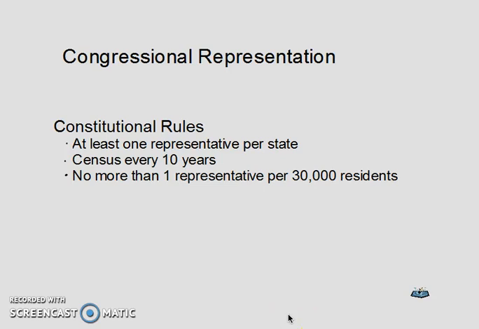Hi, Mr. Udell here with either a little preview or a review about congressional representation. For those of you who remember the founding of the Constitution, we had a disagreement between large states and small states. Small states wanted equal representation for every state. That's why we have the Senate of the United States today.